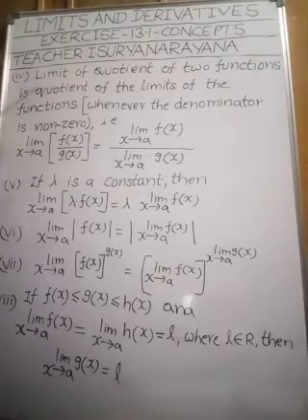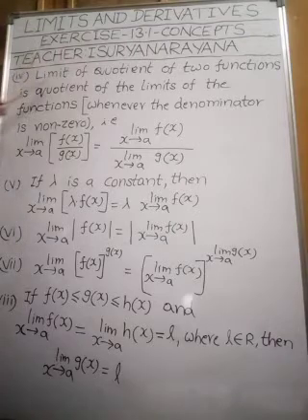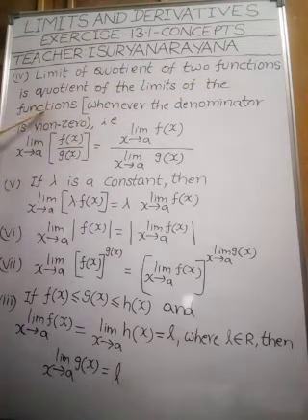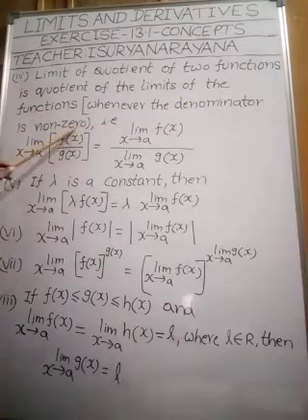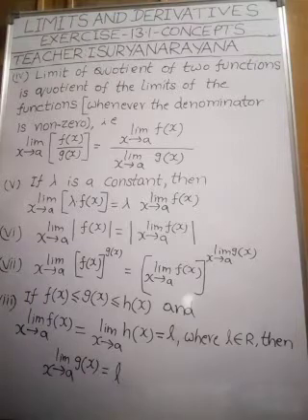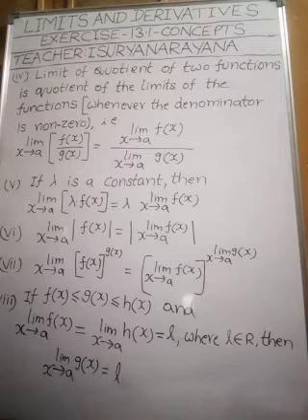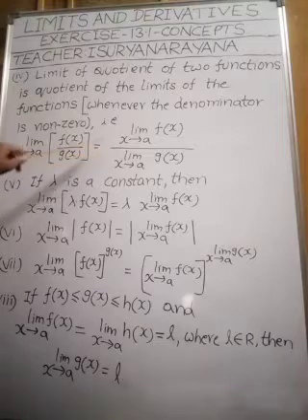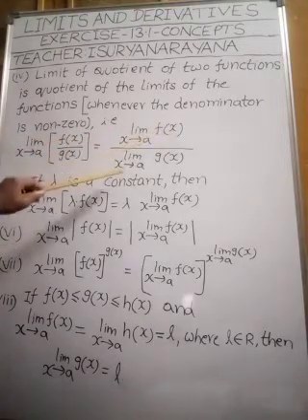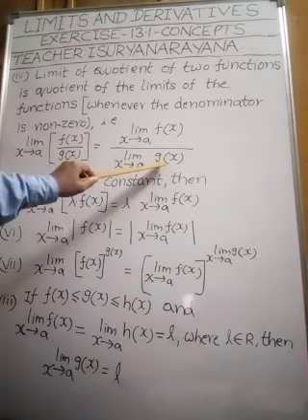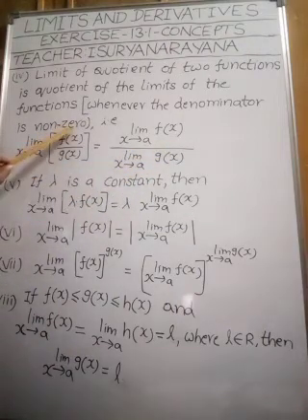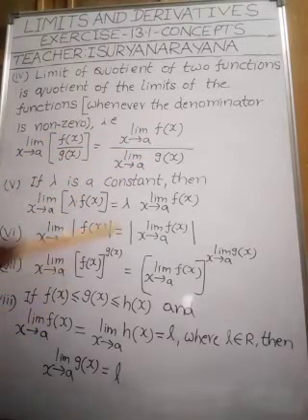Right. Now come to the next property. Limit of the quotient of two functions is the quotient of the limits of the functions, whenever the denominator is non-zero. Okay, my children, use these properties when you are finding the limits of the functions in the exercise. Please listen carefully. Limit as x tends to a of f of x by g of x is equal to limit as x tends to a of f of x by limit as x tends to a of g of x. Okay, my children, here the limit in the denominator should not be equal to 0. Understood this point, my children?